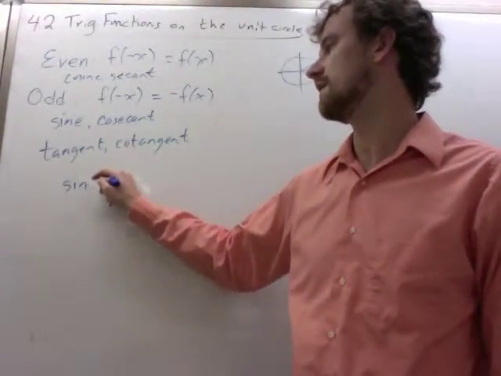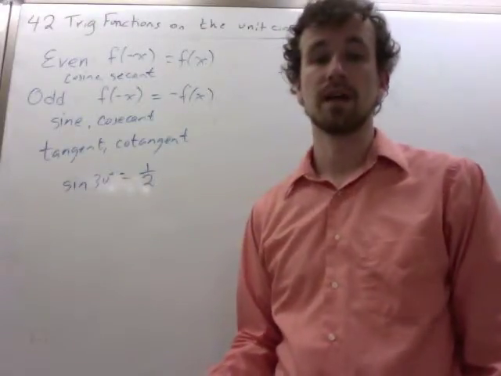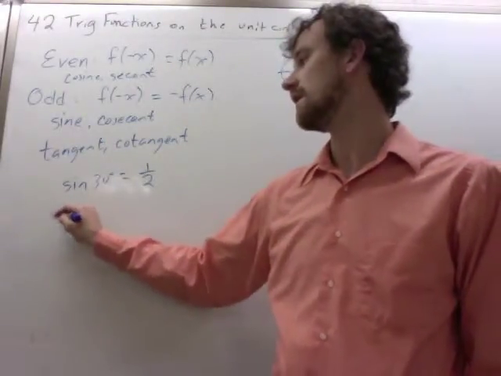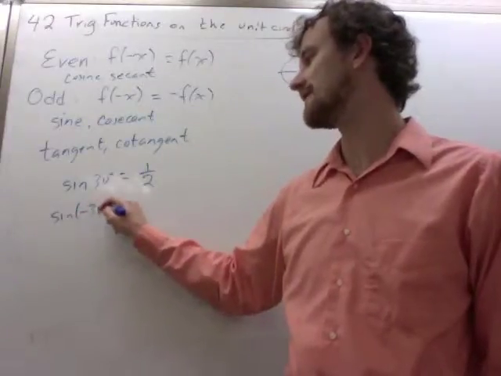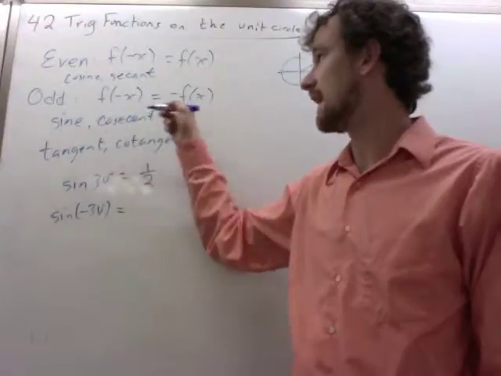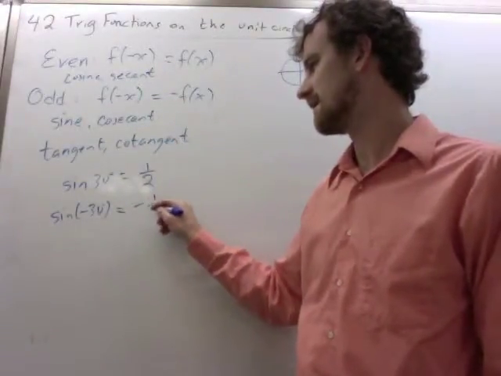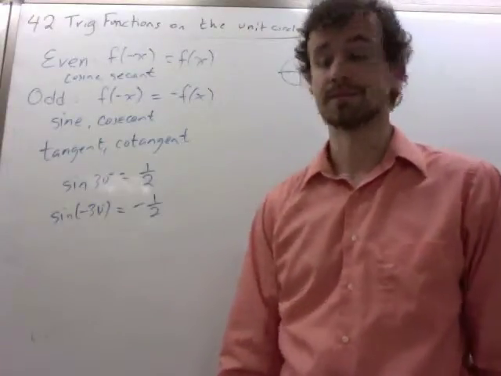So for example, I know that the sine of 30 degrees is a half. And I can use that information if I ask you what is the sine of minus 30 degrees. The sine of 30 degrees is a half. Sine is odd, which means that the sine of minus 30 degrees is equal to minus a half.